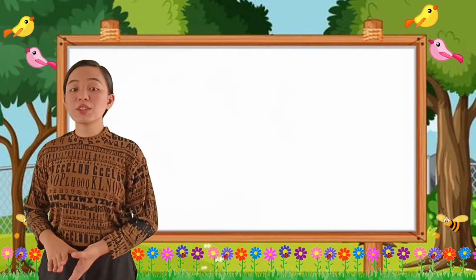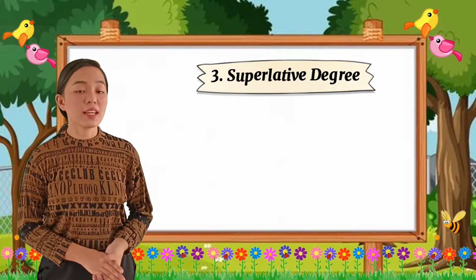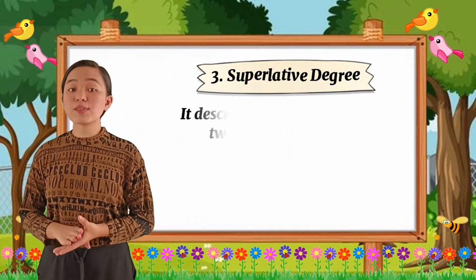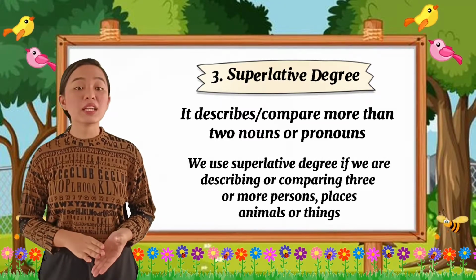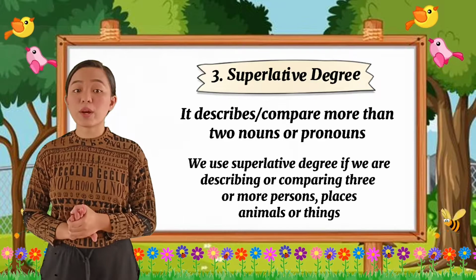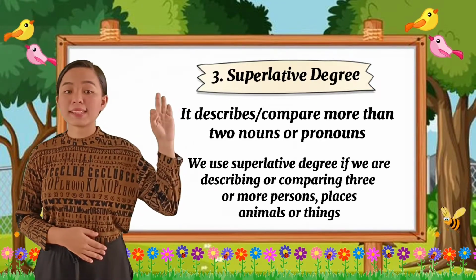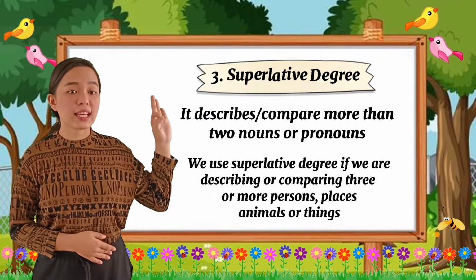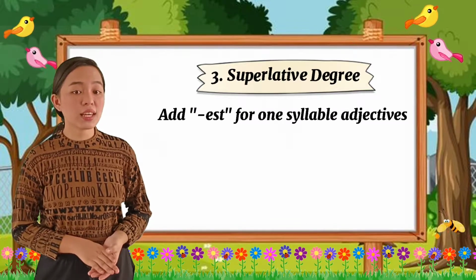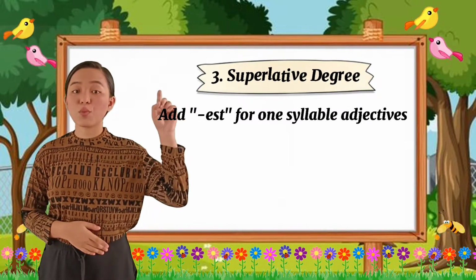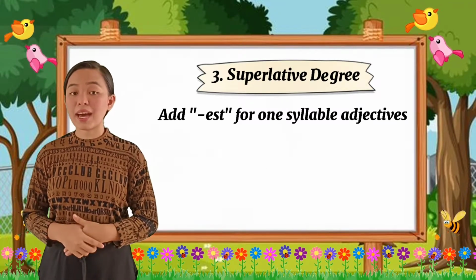Now, let us proceed to the greatest degree of adjective, which is the superlative degree. Superlative degree is used to compare more than two nouns or pronouns. So we use superlative degree if we are describing or comparing three or more persons, places, animals, or things. So in superlative degree, we add est to the adjective if the adjective has one syllable, and then put the word the before the superlative adjective.